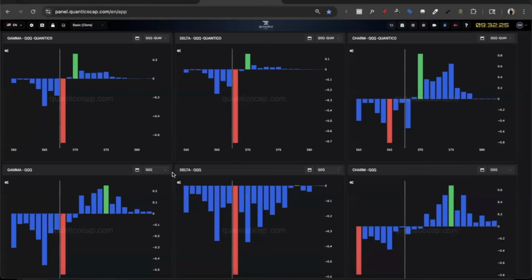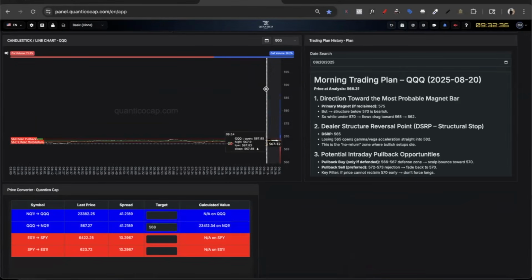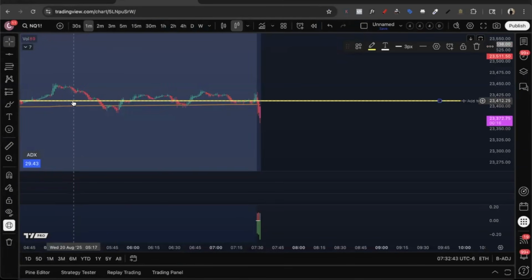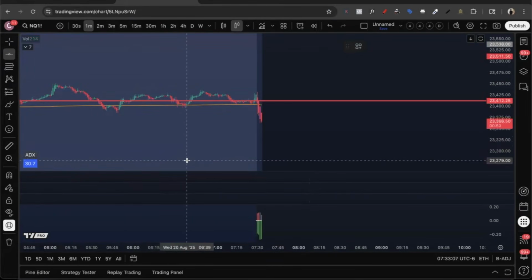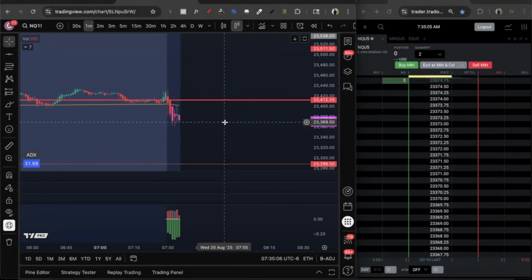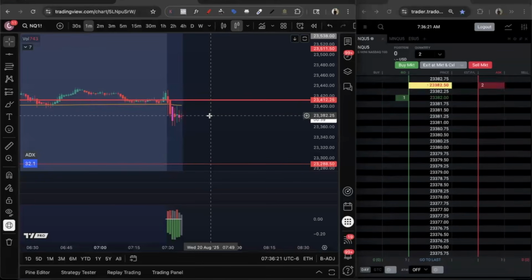Alright, so we can start drawing levels on NQ to kill time if we want, since now the conversion will be accurate. Okay, that's 23,412, our main level. And our target's like 288. Alright, let's see if we hold below this. If we close below 68, I will be getting short.